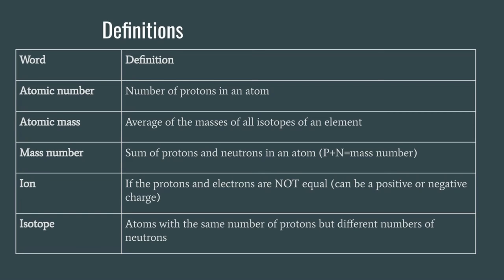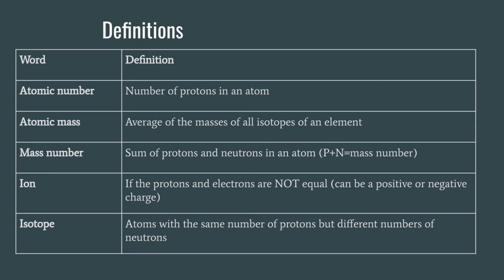And mass number is the sum of protons and neutrons in an atom. So for an example, we'll go back to our 5. If it has 5 protons and 5 neutrons, then its mass number is 10. If it has 5 protons and 6 neutrons, so now it's an isotope, then its mass number will be 11.